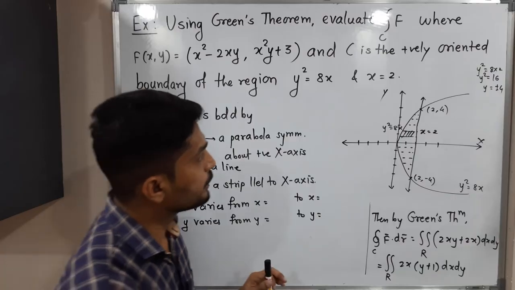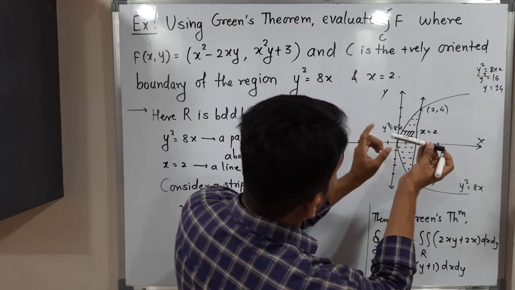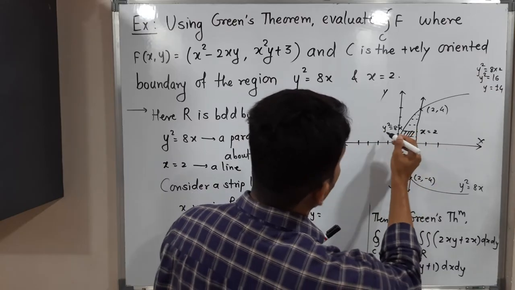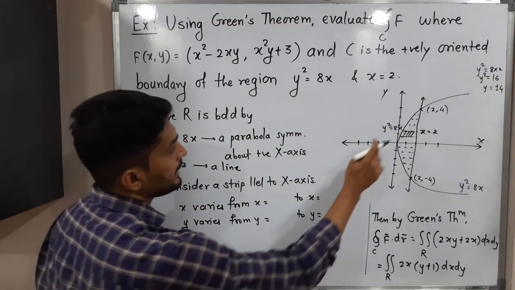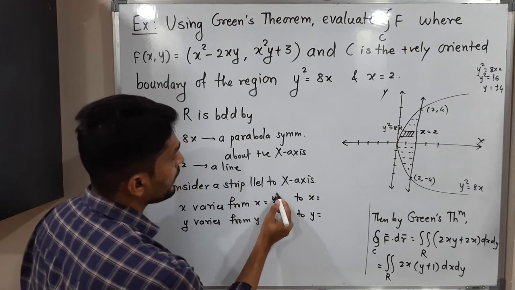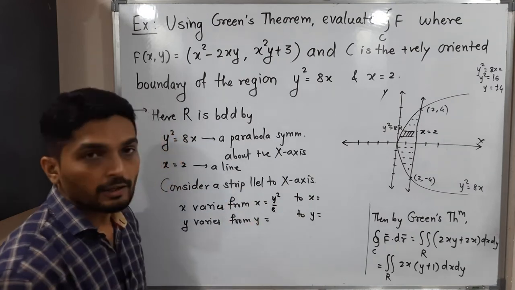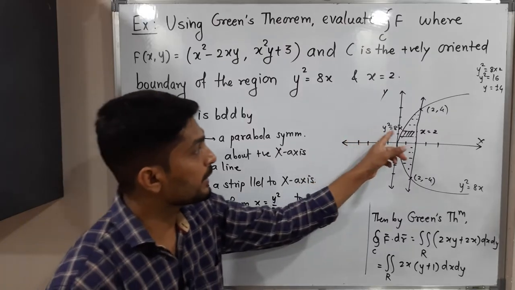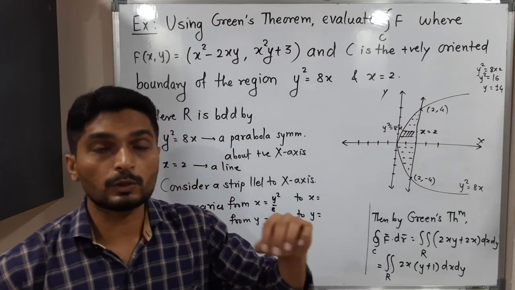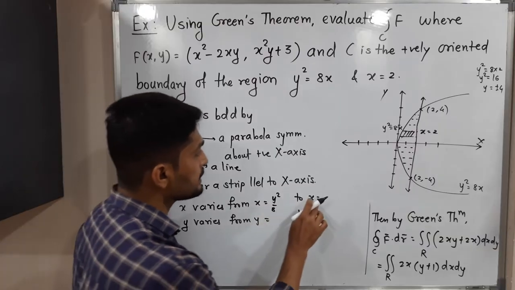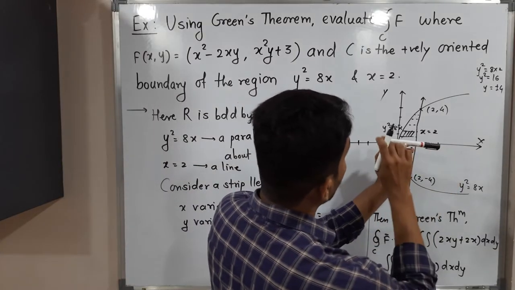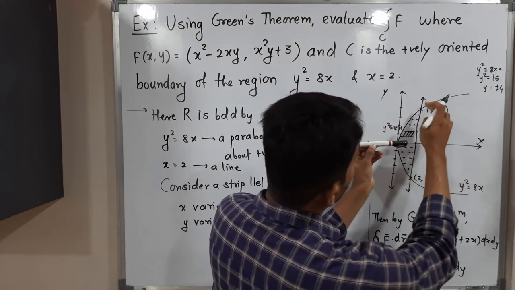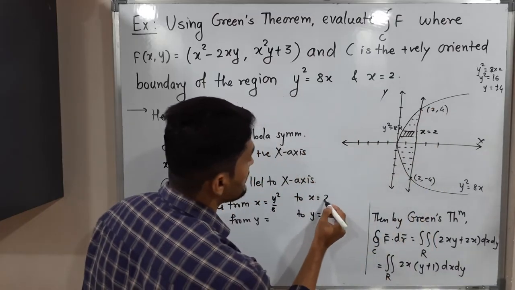Okay, so I will do the same. The strip is bounded below, that means by this one, bounded below by y square is equal to 8x. So x is equal to y square by 8. I have already written x here, so that's why I should write x is equal to. We have an equation y square is equal to 8x, but x is equal to y square by 8. The strip is bounded above. Our strip is like this, bounded below by this parabola, bounded above by this line, whose equation is x is equal to 2.